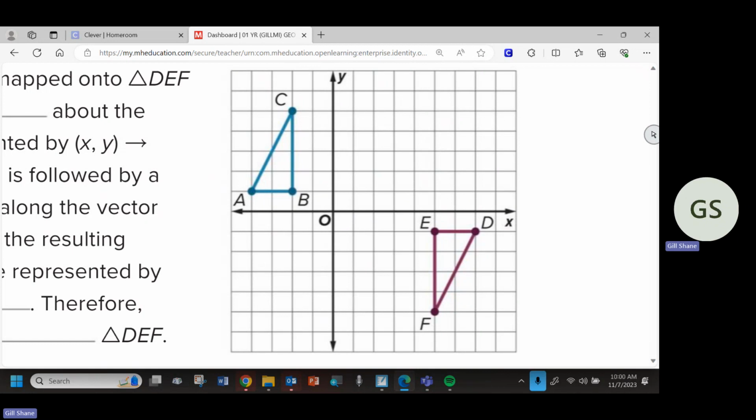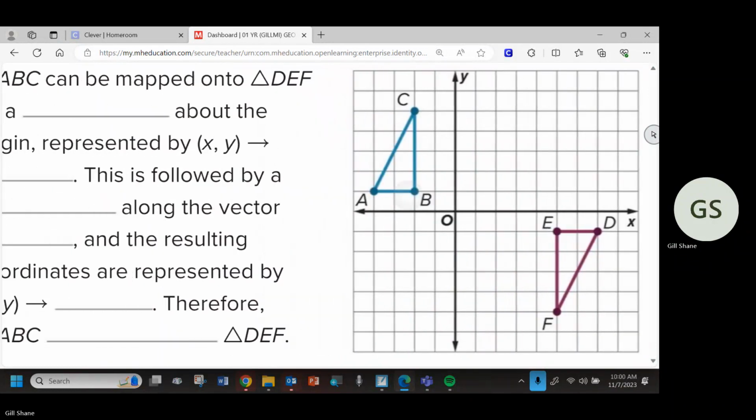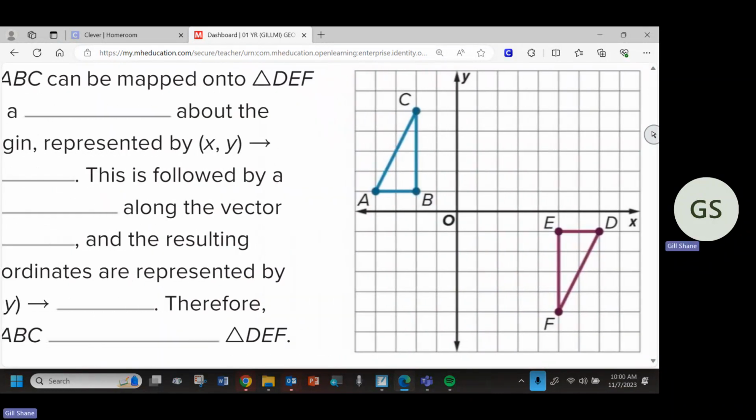So if you read what it says to the left of the graph, it says ABC can be mapped onto DEF. That means ABC is the original, and you're moving it onto DEF. So original onto the final. So here's what you have to do on the district. This is again why I didn't do split screen. You've got to tell me what two transformations I would do in order to get to that image. Remember, this is the same exact size and shape as that.